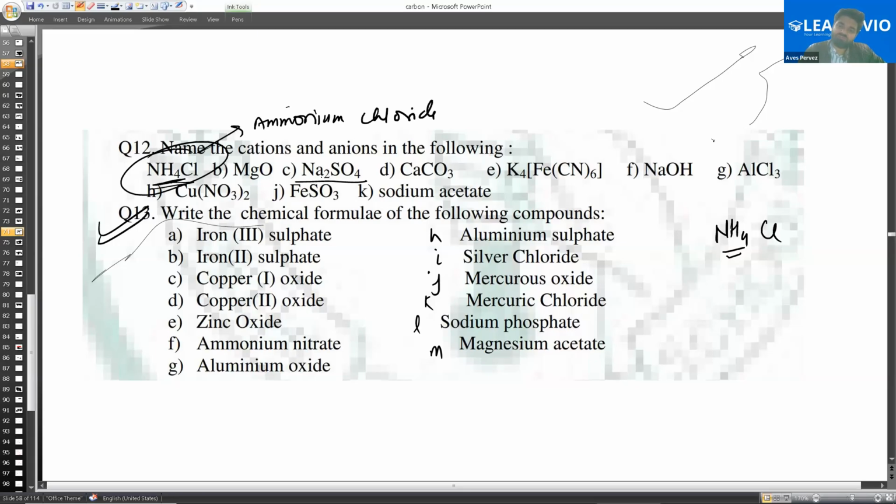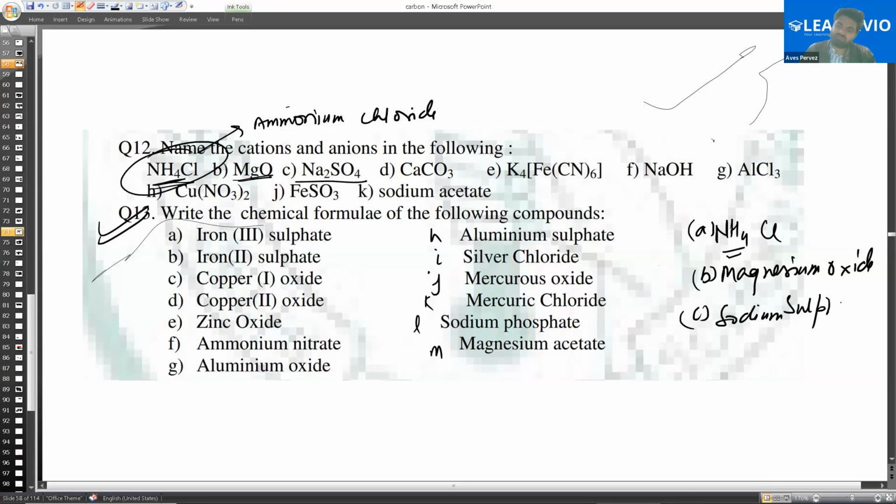This one. Yes, you, Bharti. What's the name of this one? Magnesium oxide. Oh, this one is magnesium oxide. This one, C. Sodium sulfate. Yes, you, Sarah. What's the name of this one? Sodium sulfate. C is sodium sulfate. So A is ammonium chloride, B is magnesium oxide, C is sodium sulfate.